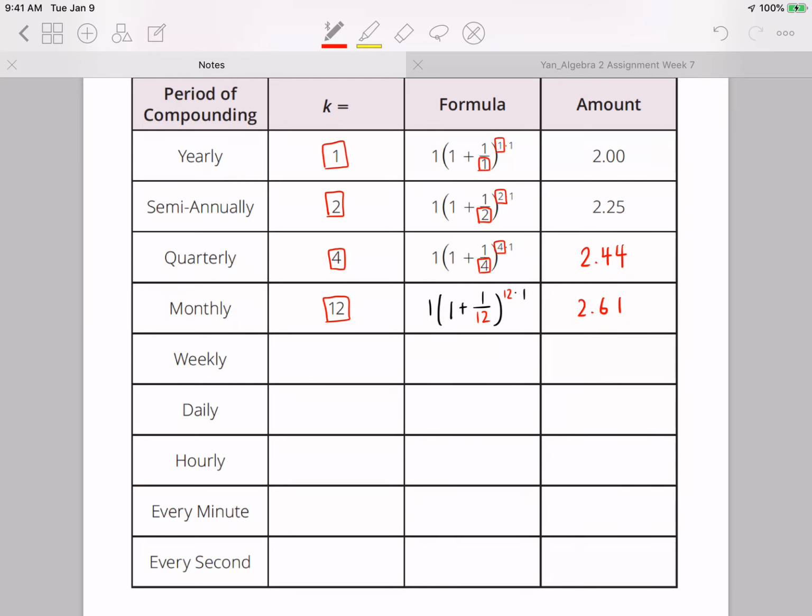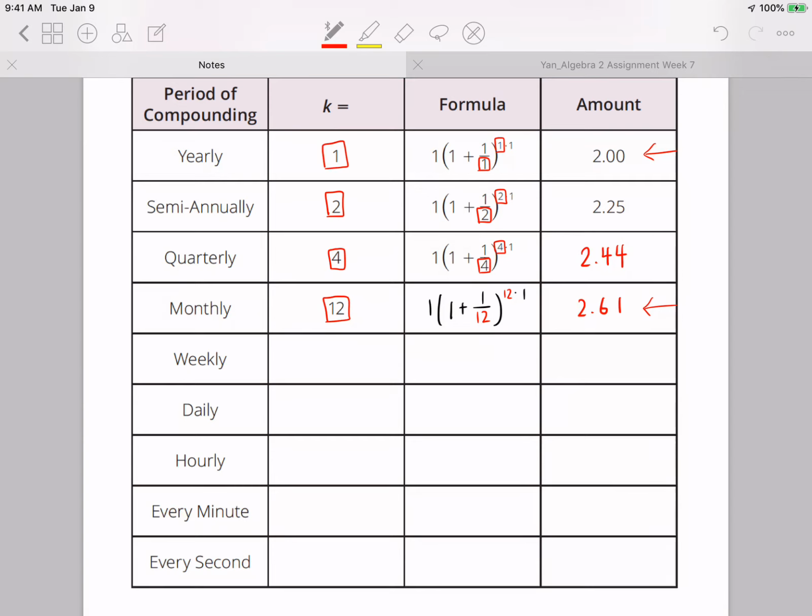So if you look at this, is it better to be compounded yearly or is it better to be compounded monthly? If it was me, I would want it to be compounded monthly because look at how much we really get. If it's yearly, if it only happens once a year, I only get $1 extra. But if it's monthly, then I get $2.61, which means I gain $1.61. Okay, so let's continue from here.